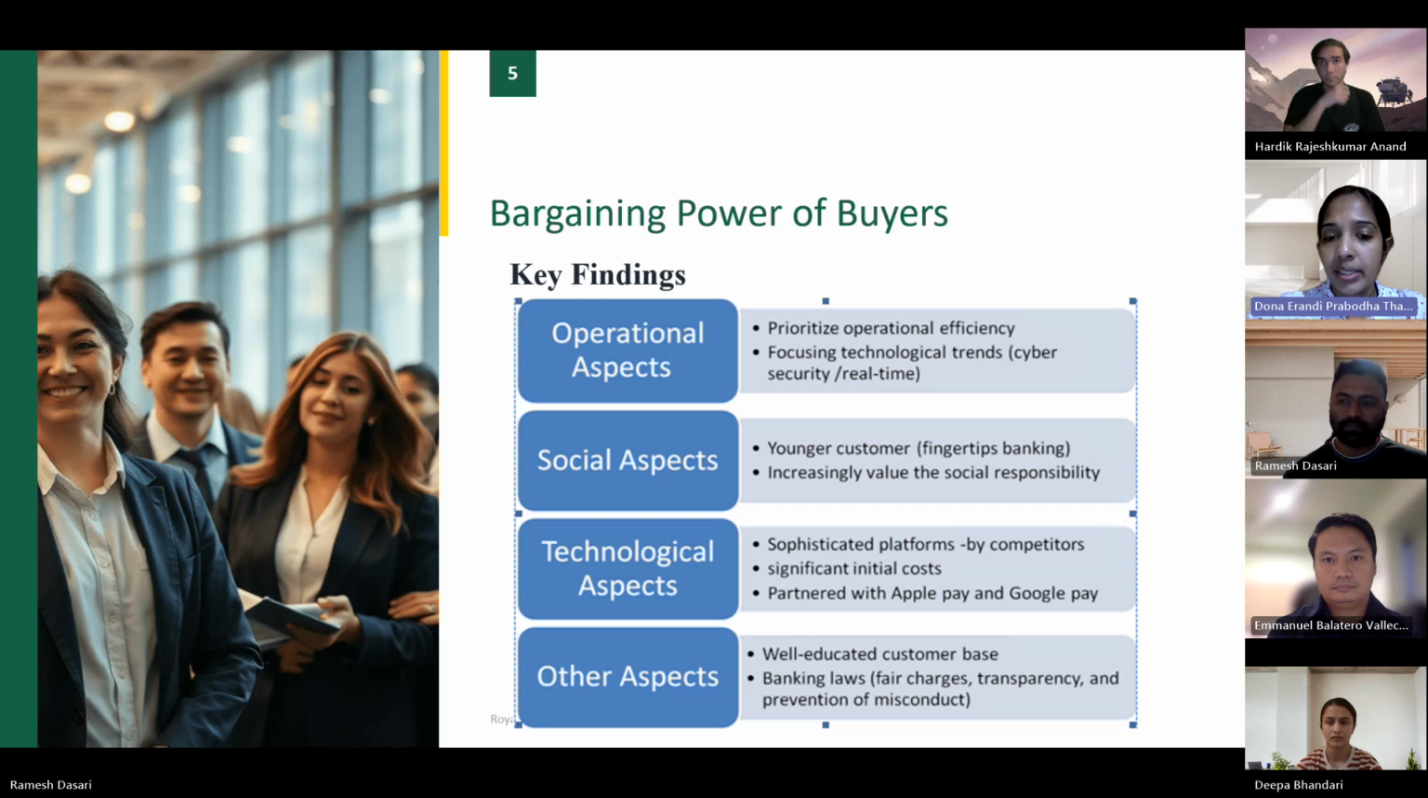In terms of other aspects, nowadays the bank is facing a very well educated customer base, and the banking laws are very complicated because most of the international laws and banking laws are influencing the banks. They are focusing on fair charges, transparency, and prevention of misconduct. Now I'm going to talk about recommendations in the next slide.